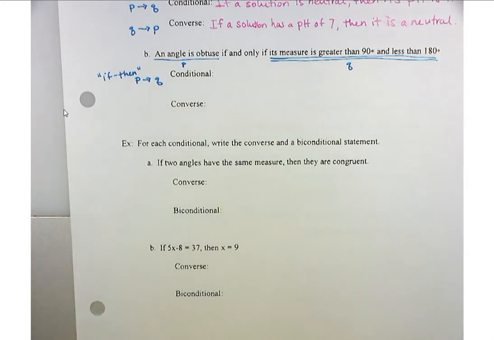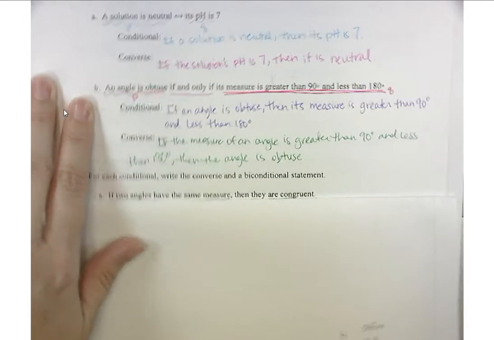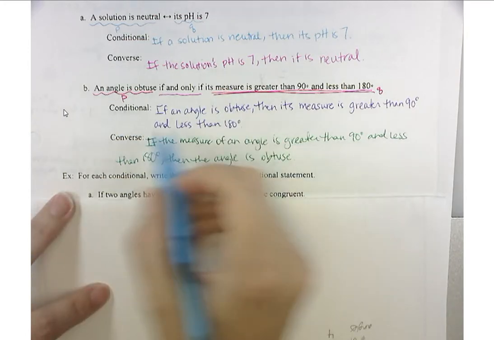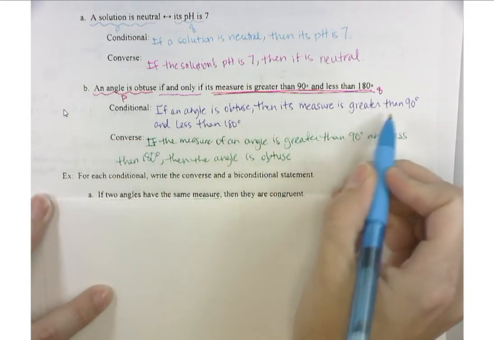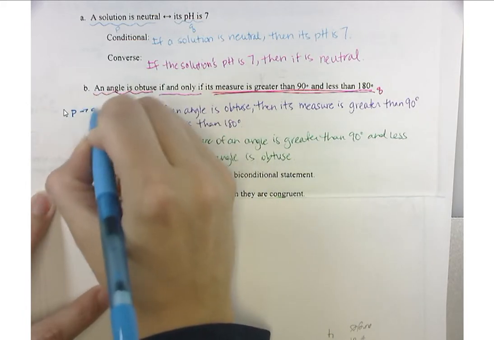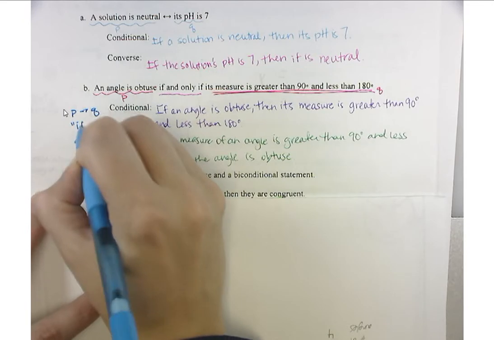Okay, and then Ashton, tell me what you got for the converse. If an angle's measure is greater than 90 degrees and less than 180, then the angle is obtuse. Okay, good. So your conditional, your P to Q: if an angle is obtuse, then its measure is greater than 90 and less than 180. This one will be Q to P. And they both have to have if-then.